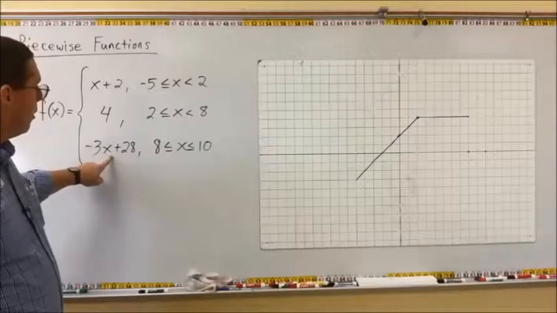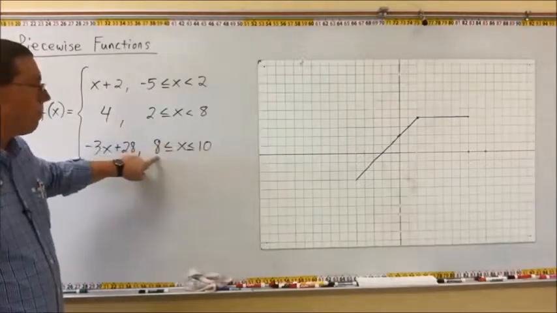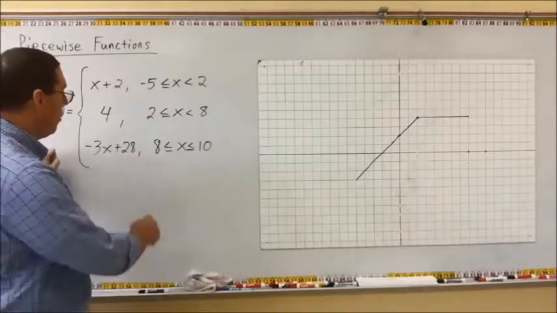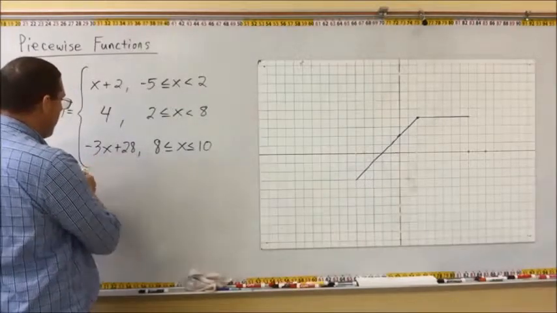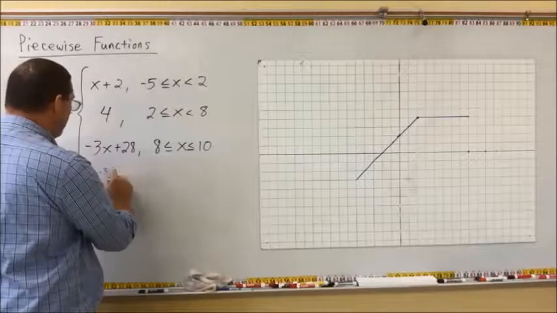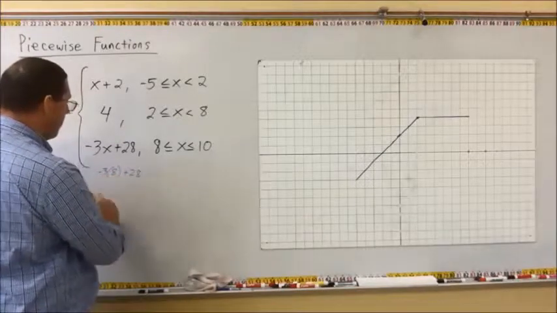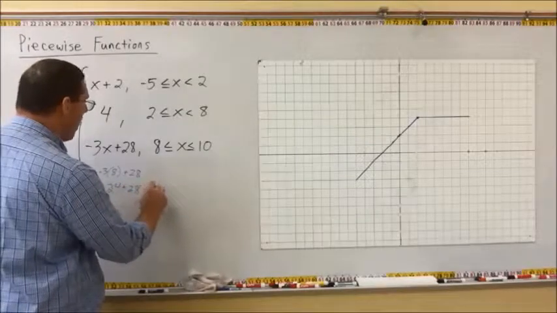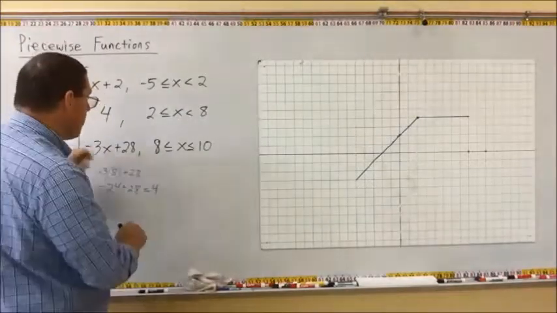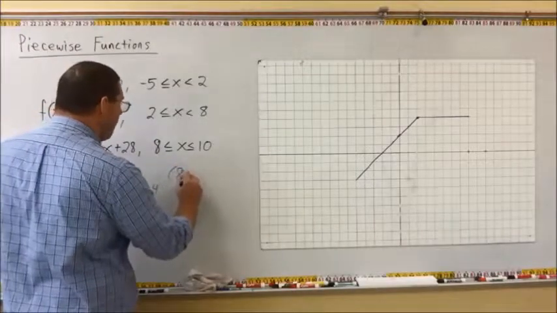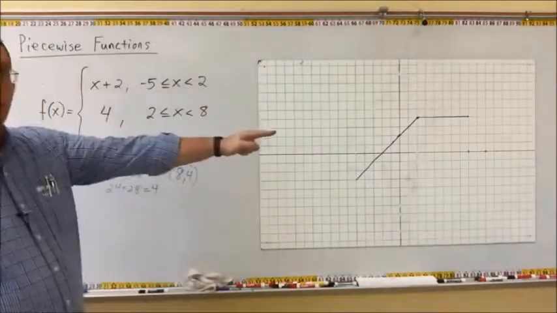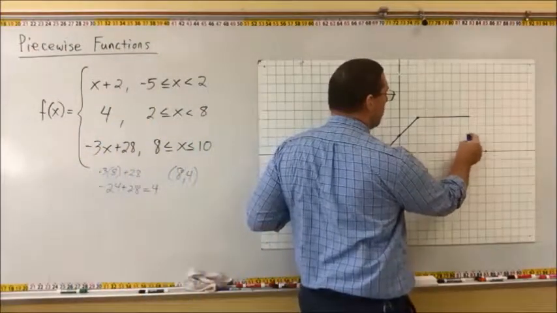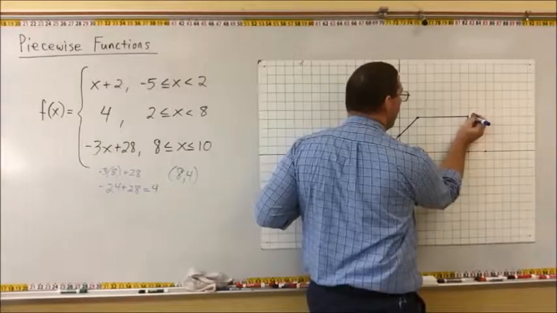Here's what you do. Plug both of these numbers, one at a time, into the piece of the function. So we'll plug 8 in: -3 times 8 plus 28. -3 times 8, that's -24, plus 28, that equals +4. And that means the coordinate (8, 4) is on this piecewise function. So we're going to go to 8 and 4: 1, 2, 3, 4, put a dot.